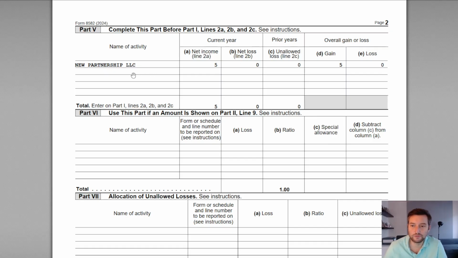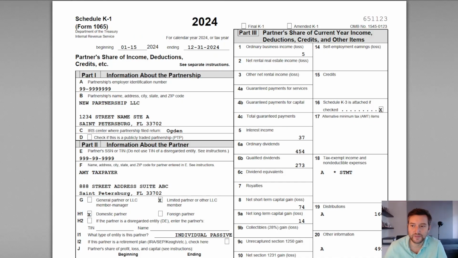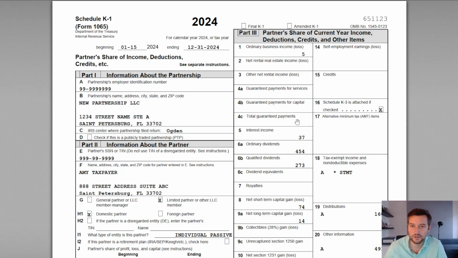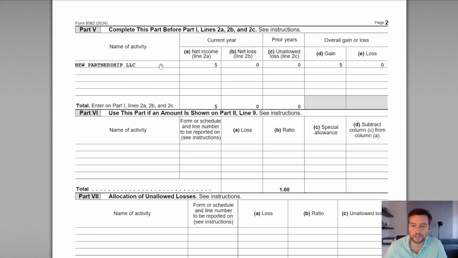Now, it's important to remember that the only items that really get entered here, the income or loss items, are that ordinary income or loss items. So on the K-1, we can see we've got a lot of other income being allocated, interest, dividends, capital gains, but none of that gets reported on the 8582 because those are portfolio items. Those get reported separately on the 1040.